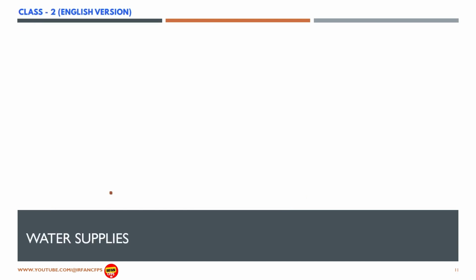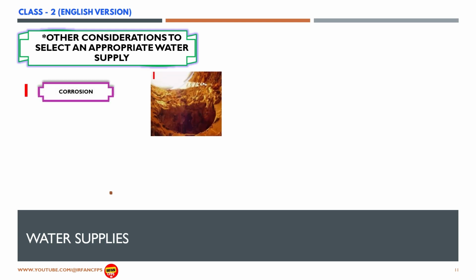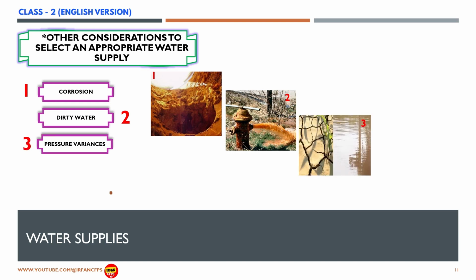There are several other considerations that can help in the decision-making process of selecting an appropriate water supply, including the following. Number 1, corrosion. It is important to make sure that the water supply doesn't have any corrosive properties. Number 2, dirty water. Mud and debris in the water will have a negative effect on the system. Number 3, pressure variances. It is important to ensure your system takes into consideration the possible pressure variances caused by droughts, flooding, freezing, and usage of the water supply by others.